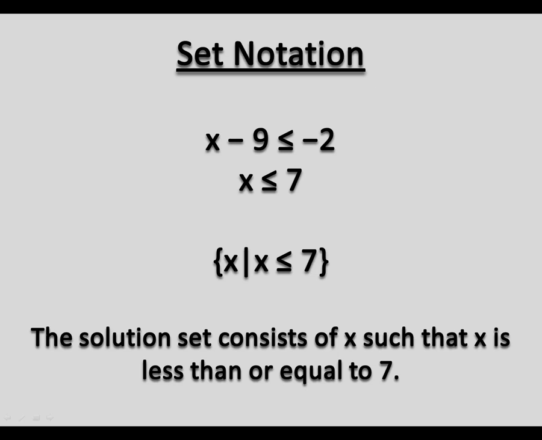Alright, so sometimes when we're working with inequalities, they like to have our solutions written as a set in set notation. So I took that same inequality and wrote down the solution there, and then I typed out what it should look like. It's got the braces with the x, the line, the x again, and then our solution. And the way you read that is the solution set consists of x such that x is less than or equal to 7.